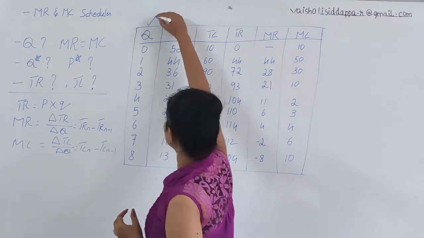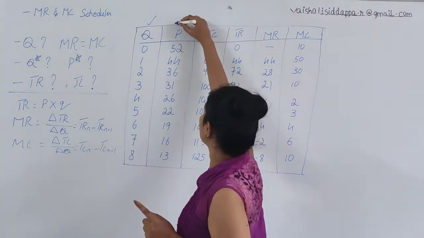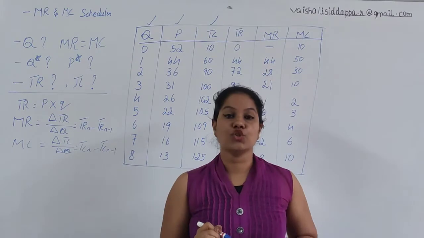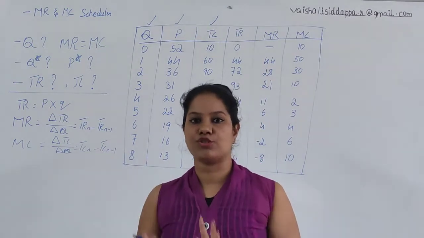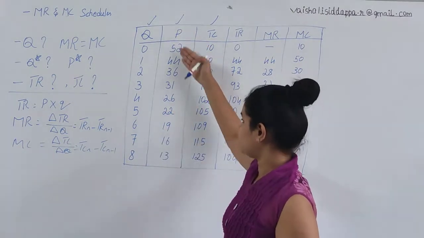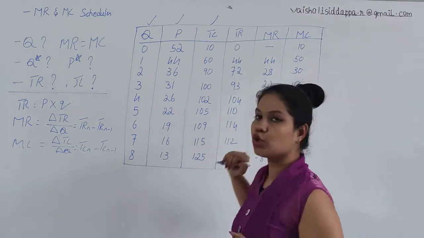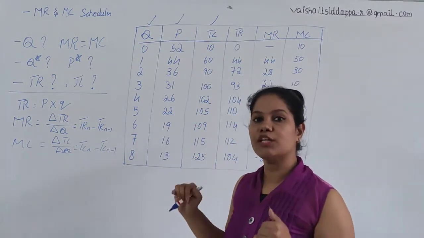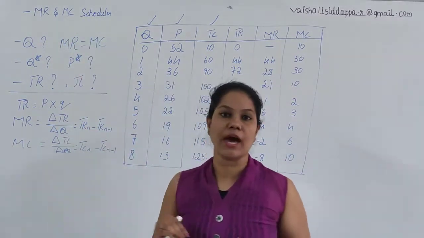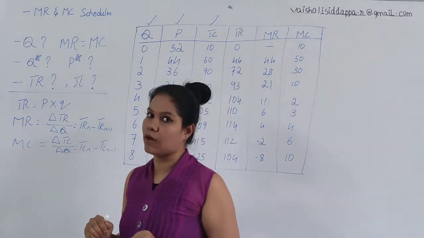So they're going to give you quantity, price and total cost. That is the question they're going to give you. They're going to give you the quantity, the price and the total cost. So after that you have to find out these all. These are the questions which you have to answer. There are 4 questions which you have to answer.